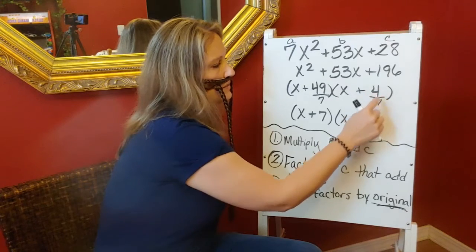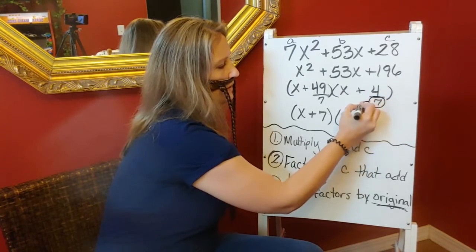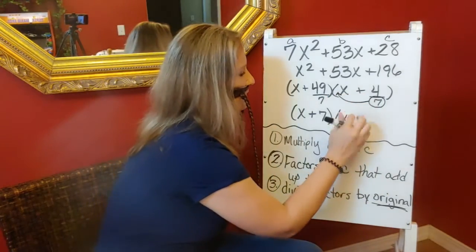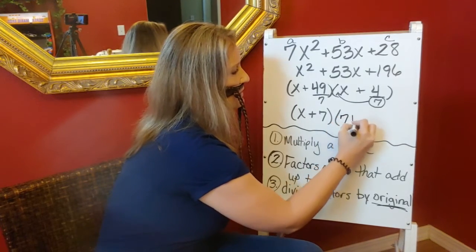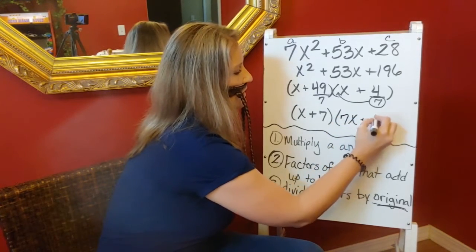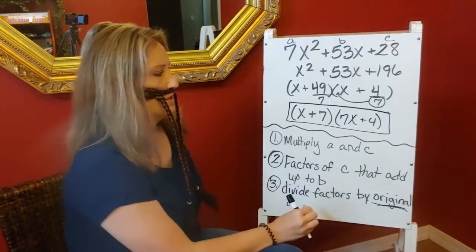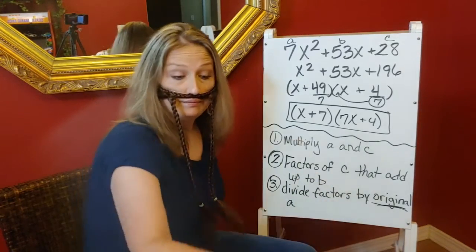So since it won't divide evenly, I'm going to take this 7 and I'm going to move it over here in front of this x. So now instead of just being an x, it's 7x. And that 4 stays there. Okay? So this is the AC method. Don't worry, we're going to do another one.